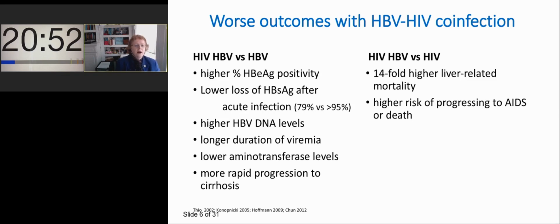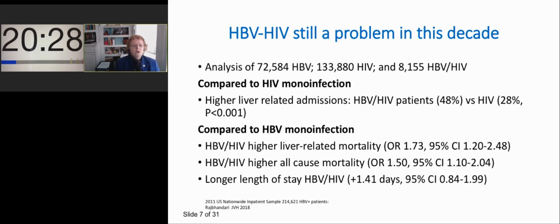They also have higher HBV DNA levels, longer duration of viremia, lower aminotransferase levels, and more rapid progression to cirrhosis. On the right, comparing HIV Hep B to HIV alone, there's a 14-fold higher liver-related mortality and a higher risk of progressing to AIDS and death. And co-infection is still a problem in this decade, even in the era of tenofovir and TAF.